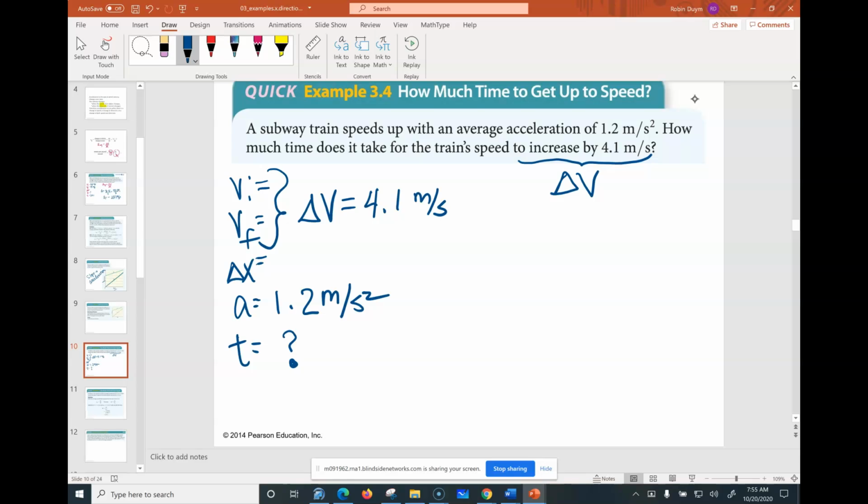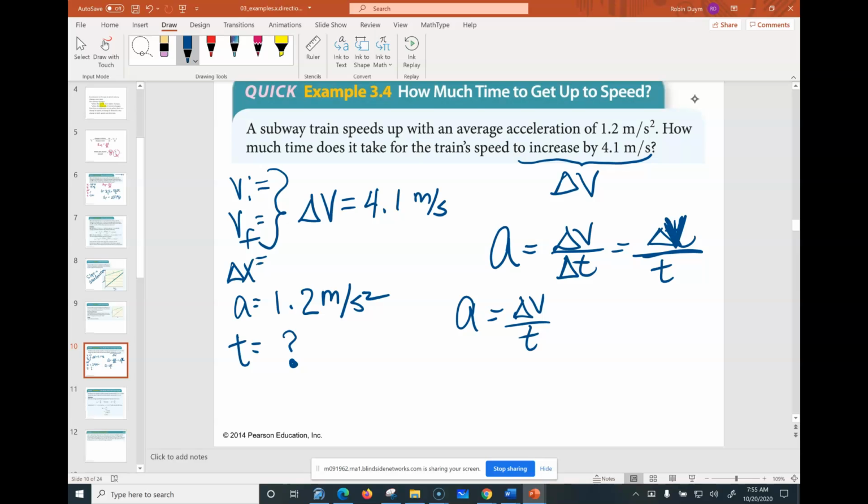Well, let's look. We have our acceleration, and you'll see I just dropped the average because it's kind of redundant. I need to solve for delta t, or really, for t. Can we do it? We can do it. How do I get t all by itself? Here's my equation: a equals delta v over t. You want to pop numbers in? We can do that. 1.2 equals 4.1 over t.